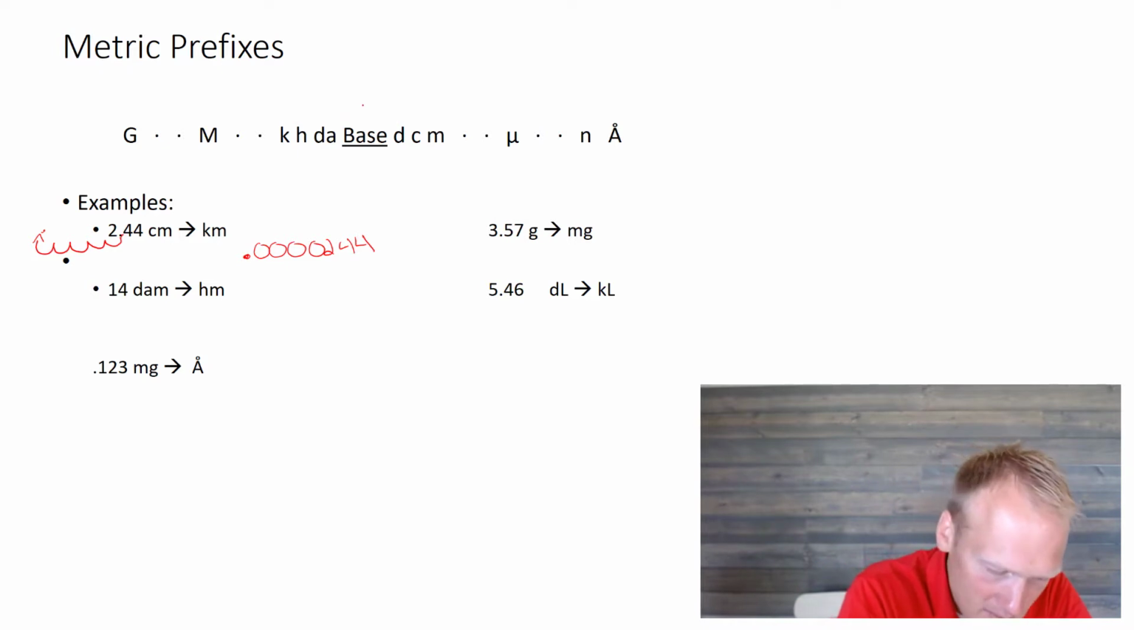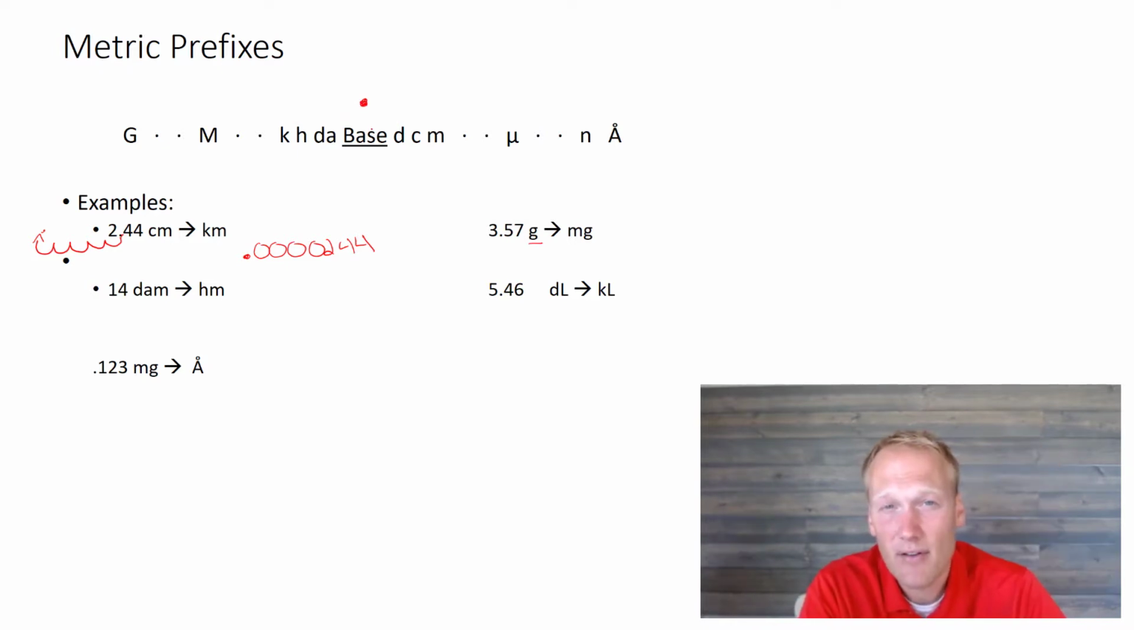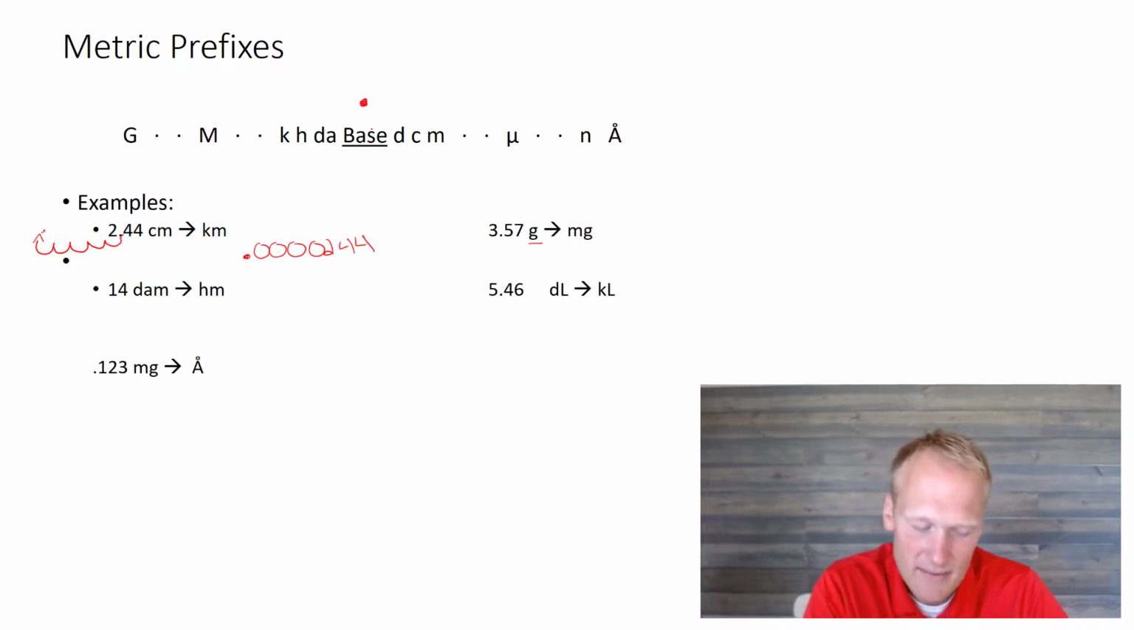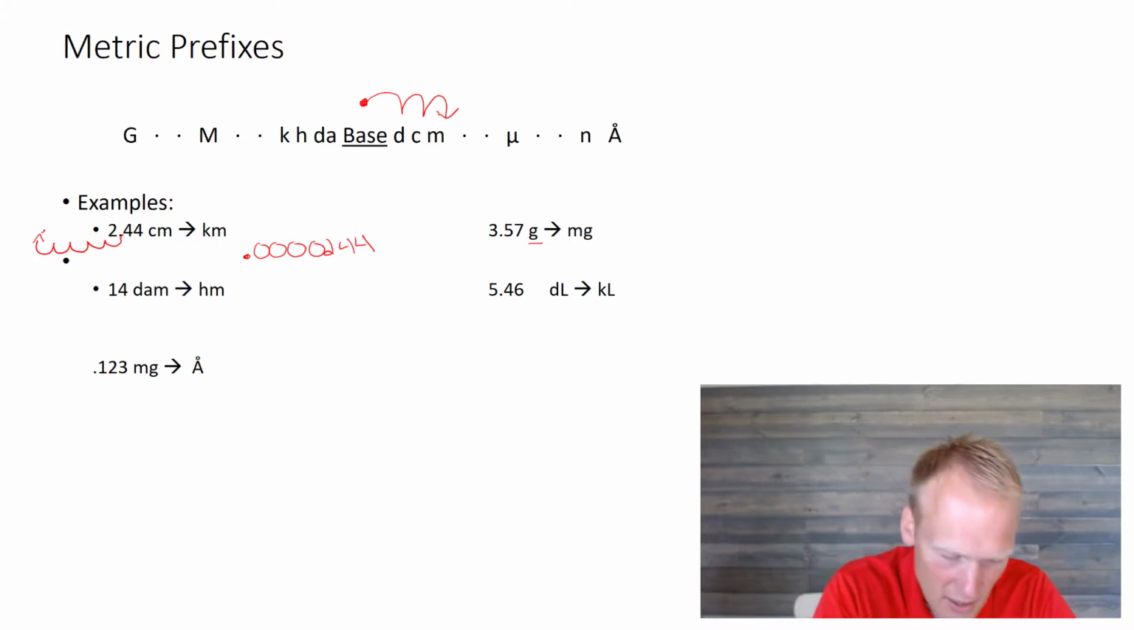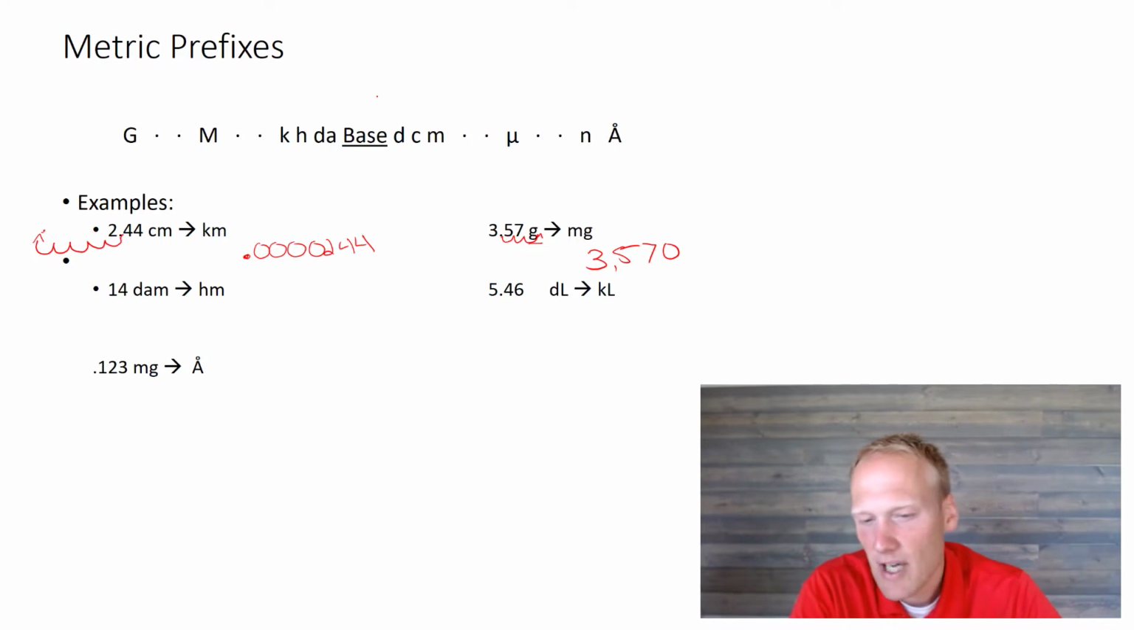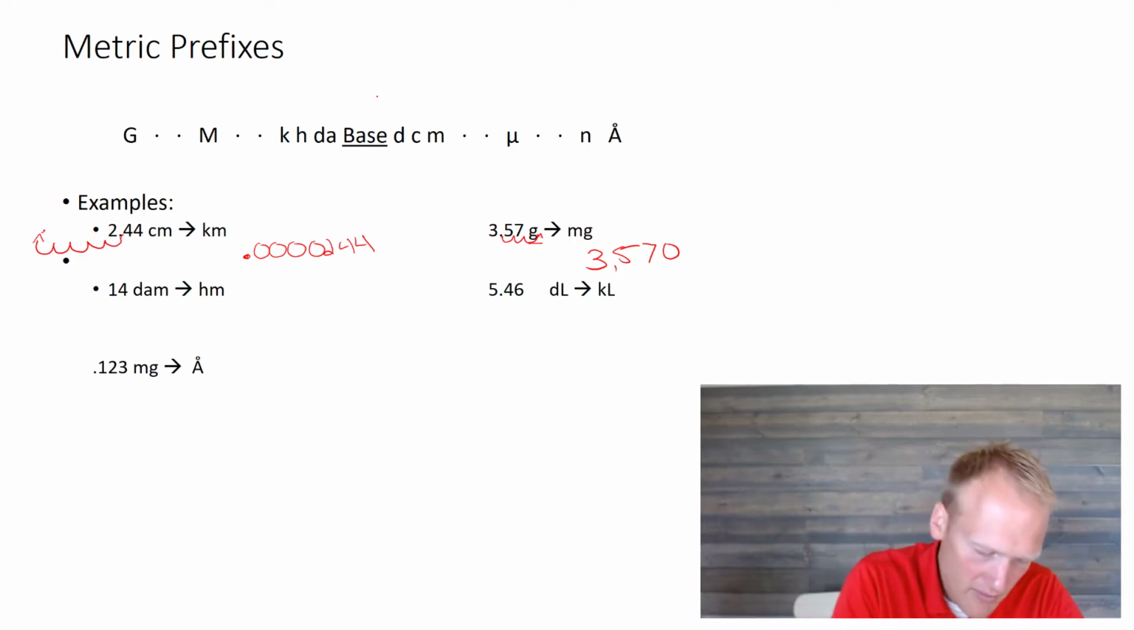Let's try another one. We're starting in grams. Grams is a base unit. Anytime you have a unit by itself, grams, liters, or meters, that will be on the base. We're going to mg, that's milligrams. 1, 2, 3. So we moved the decimal 3 to the right. So we need to move the decimal 1, 2, 3 to the right in our number, and this would be 3,570 milligrams.